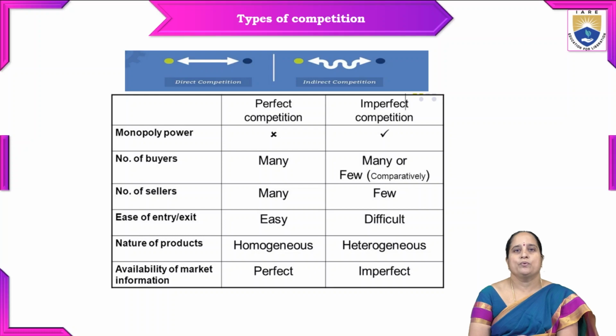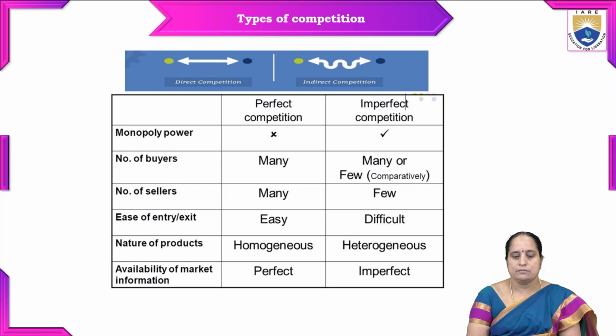So coming to monopoly power. Previously I said in terms of the seller point of view, we are talking about monopoly. Poly means seller. In case of perfect competition, there is no question of monopoly power because there will be a large number of sellers available in the market who deal with homogeneous or identical types of goods and services. But monopoly power we can see in case of imperfect competition.